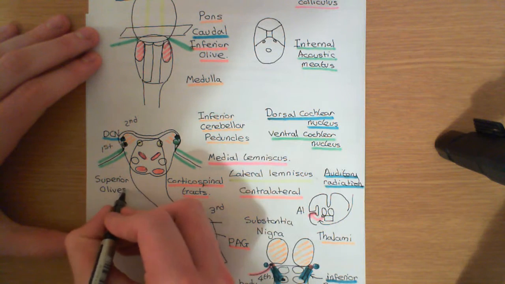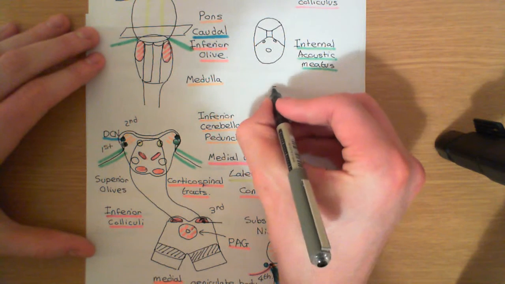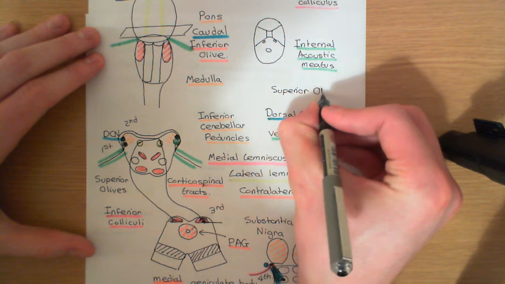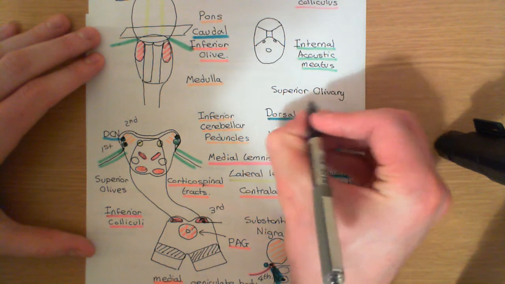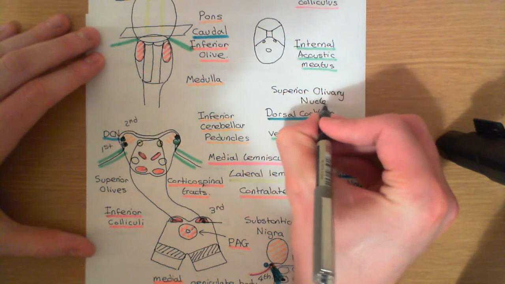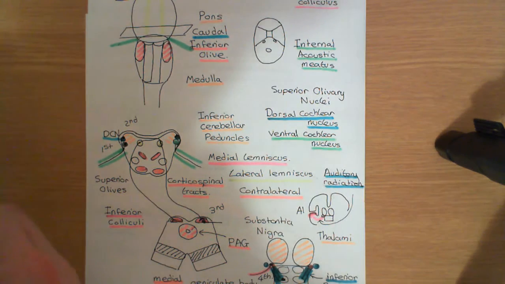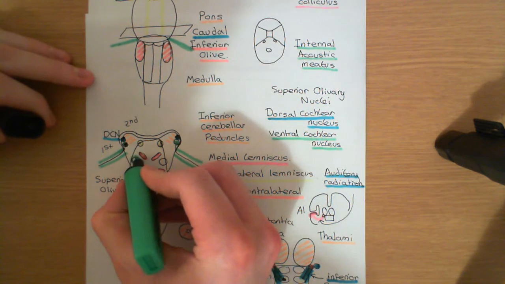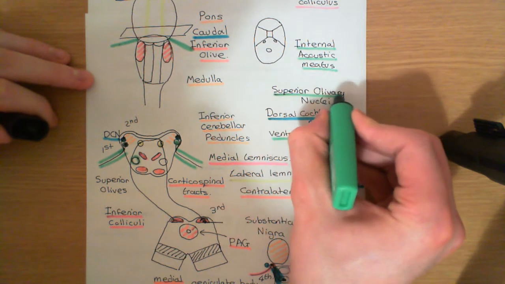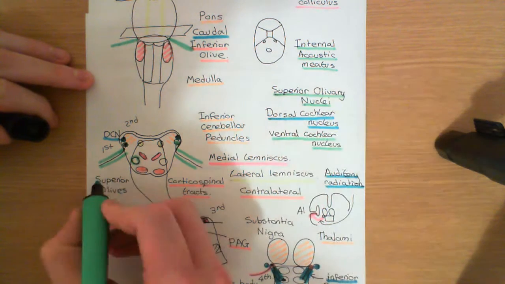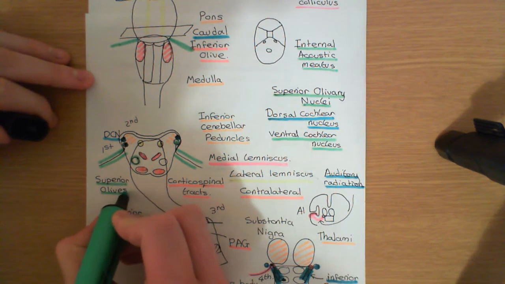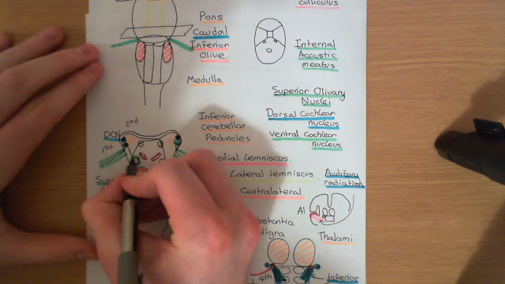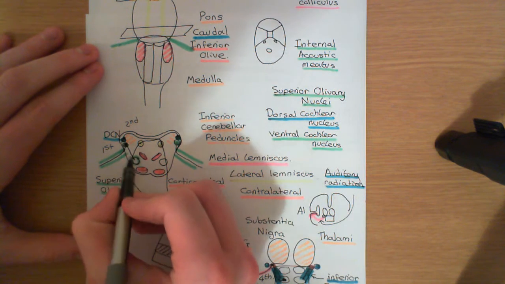So superior olives, if you like, or I'll write their more official name nowadays over here. The other name that people use for these is the superior olivary nuclei, and I will colour in the superior olivary nuclei in green. So here they are in green. What's going to happen then is the neurons from the dorsal cochlear nuclei are going to go into the superior olivary nuclei. Okay, and these are going to be excitatory neurons.